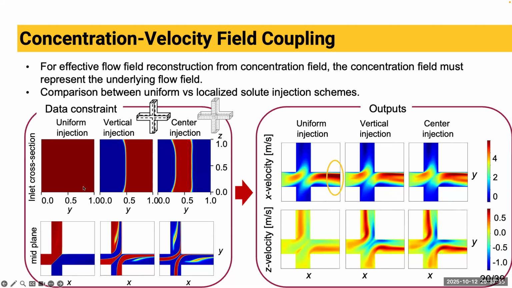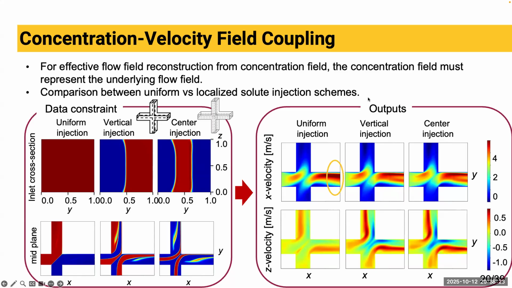However, you can inject the dye or solute locally, for example vertically on the right side or vertically in the center. We name these two the vertical injection and center injection schemes. The resulting concentration field will be really characteristic, representing the underlying flow structure.